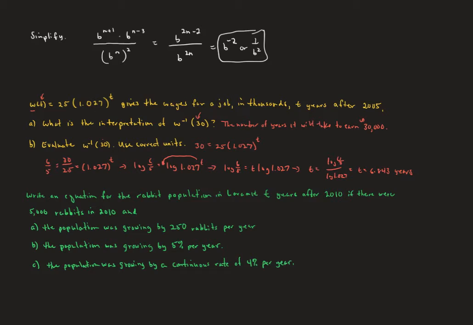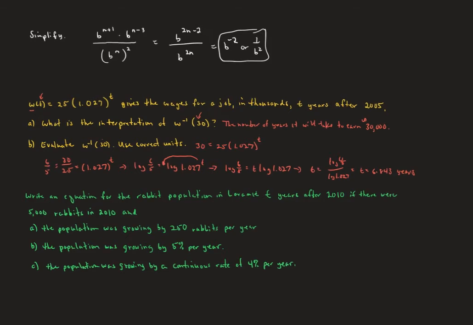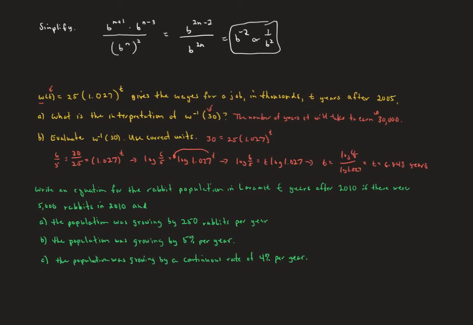Write an equation for the rabbit population in Laramie, t years after 2010. If there were 5,000 rabbits in the year 2010, and part A, the population was growing by 250 rabbits per year. So if it's growing by a constant rate, that's a constant rate of change, that's going to be linear. And so I'm going to say that the population of rabbits, P of t, is the 5,000 that we started with plus 250 times t. So that's going to be linear.